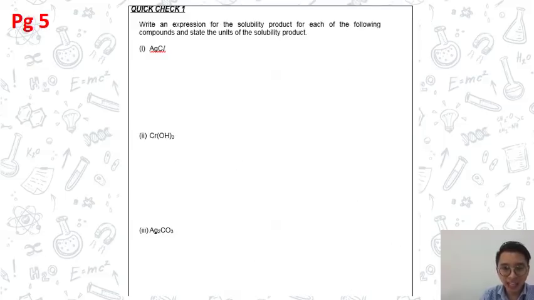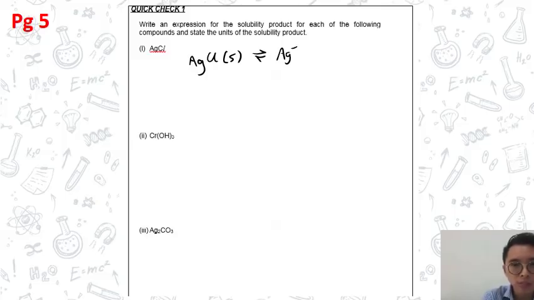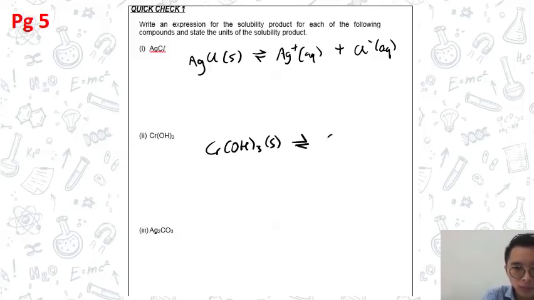So let's try this out. I'll give you some time to try this out. Write the Ksp expression for each of these. All of these are solid precipitates. I'll write out the equation for you, and then you write out the Ksp expression. AgCl is a solid. It's sparingly soluble to give you Ag+ and Cl-. Cr(OH)3 is a precipitate as well. It's a solid, and it's also sparingly soluble to give me Cr3+ and 3OH-.